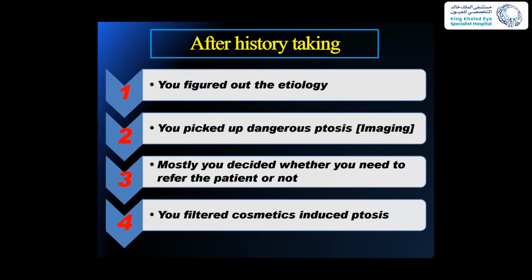So at the end of the history, you should figure out the etiology of ptosis. You should pick up dangerous ptosis, and when imaging is indicated, for instance, if you are suspecting fracture, orbital mass, third nerve palsy, surgical third nerve palsy. And then mostly you decide whether you need to refer the patient or not if he has associated systemic illness like myasthenia gravis, and you have filtered already cosmetic-induced ptosis.